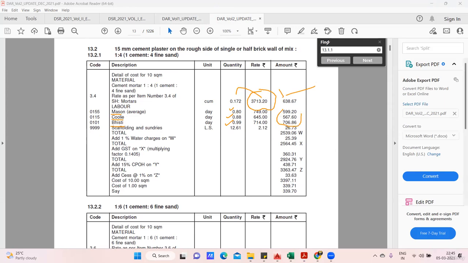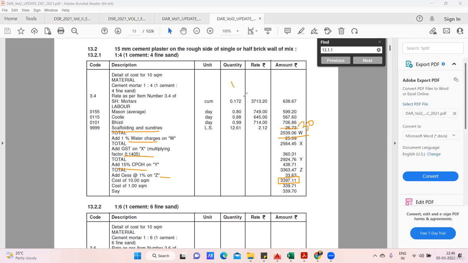After that, you take scaffolding and sunrise, a lump sum value of around 30 rupees per 10 square meter. Once you do that, you'll get the total cost. This you name as W. Over that, you add 1% of water charges, then 14.5% of GST, 15% of contractor profit, and 1% of cess. So completed for 10 square meter, you get a cost of 3397.11.